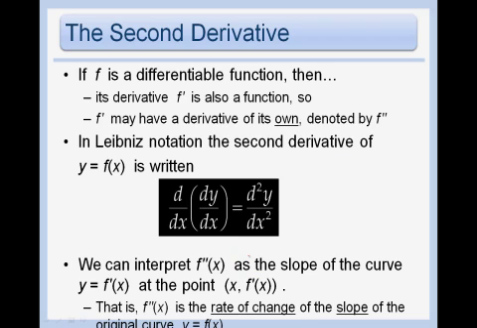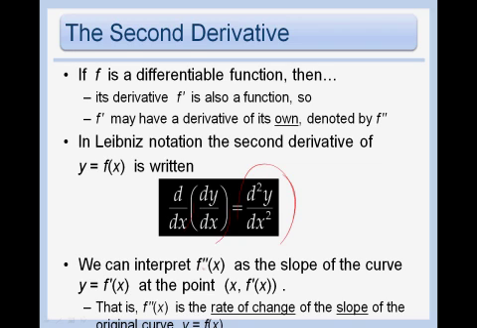The second derivative is just denoted as f prime prime. In other words, let's take the derivative of the derivative. In Leibniz notation, we'll say let's take the derivative d dx of the derivative dy dx. And we'll get very familiar with this notation as we go on in the course. Now, I know it doesn't look so familiar, but it will.